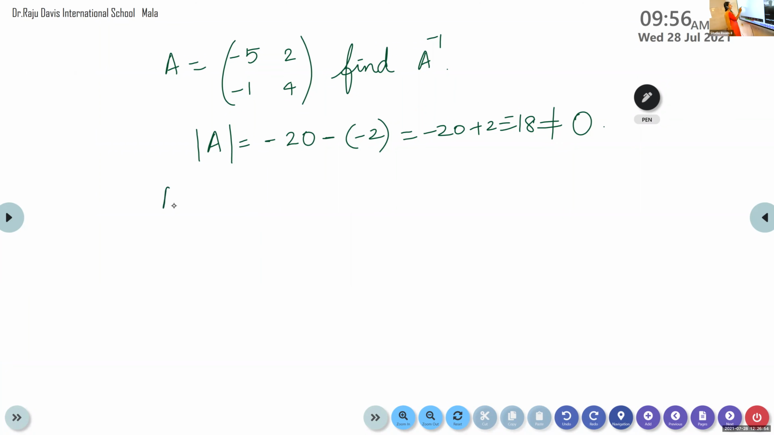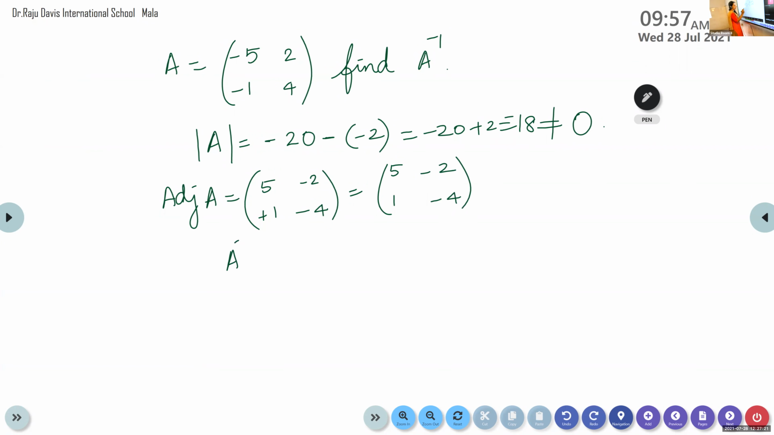And what about adj? Next you find adj. What is the easy way to find adj? Karthik? Ma'am, interchange the principal diagonal values and change the sign for the other one. Okay, interchange the principal diagonal elements. Now change the sign, minus 2, minus plus 1. Okay, so it is 5, minus 2, 1, minus 4. This is adj.